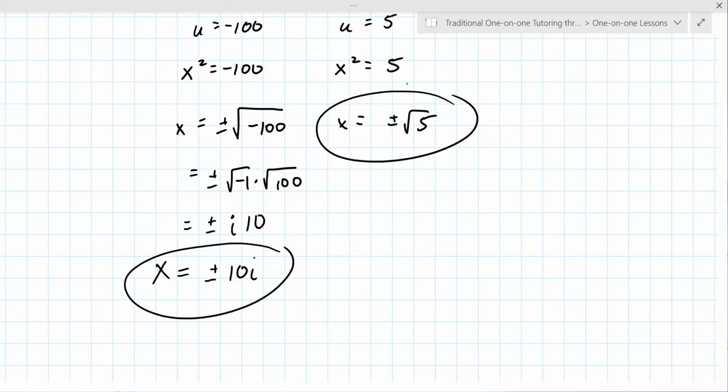So that would be C, right? Checking. Let me look here. 10i. Yes, that would be correct.